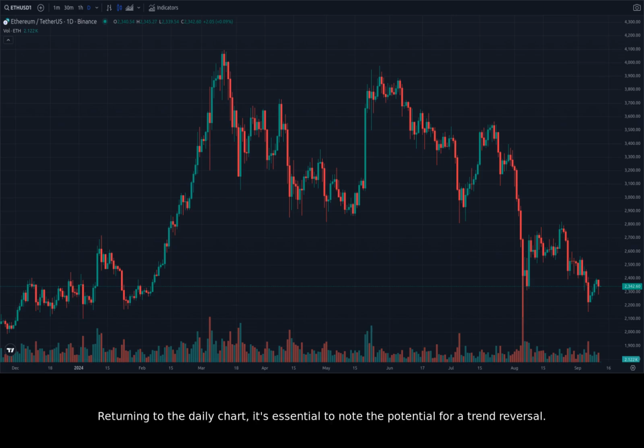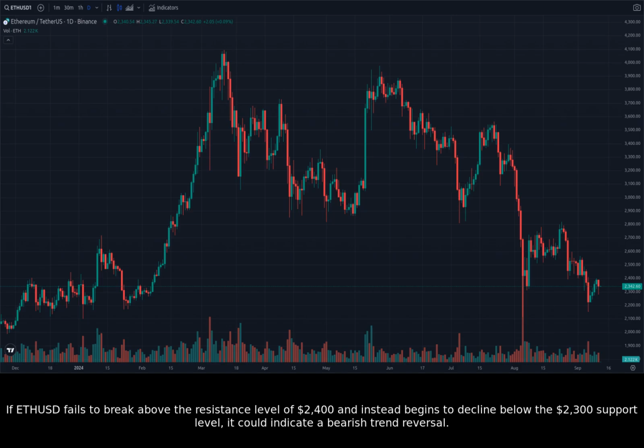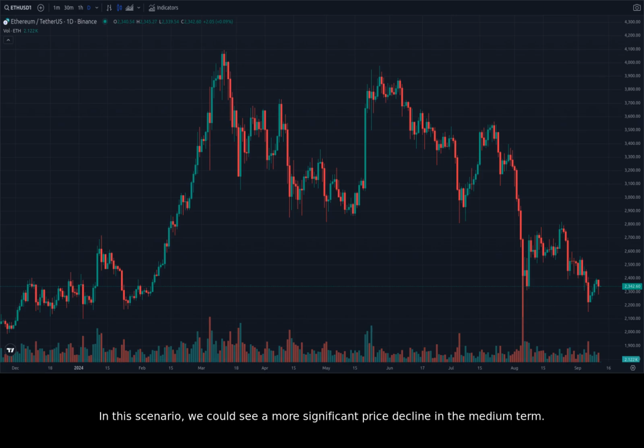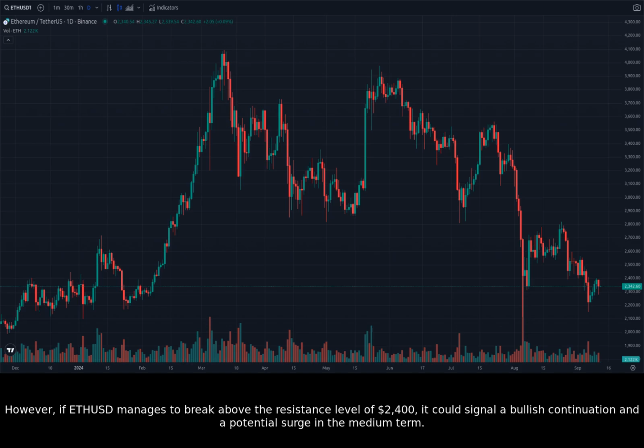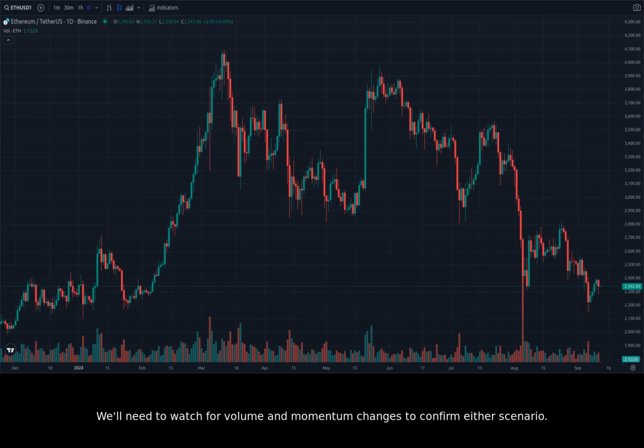Returning to the daily chart, it's essential to note the potential for a trend reversal. If ETHUSD fails to break above the resistance level of $2,400 and instead begins to decline below the $2,300 support level, it could indicate a bearish trend reversal. In this scenario, we could see a more significant price decline in the medium term. However, if ETHUSD manages to break above the resistance level of $2,400, it could signal a bullish continuation and a potential surge in the medium term. We'll need to watch for volume and momentum changes to confirm either scenario.